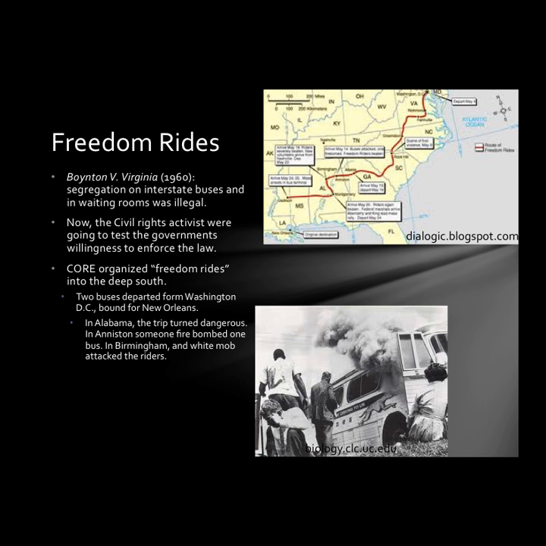The ride was going great until about Alabama, where it turned dangerous. In Anniston, someone firebombed one of the buses, and in Birmingham, a white mob attacked the other riders.